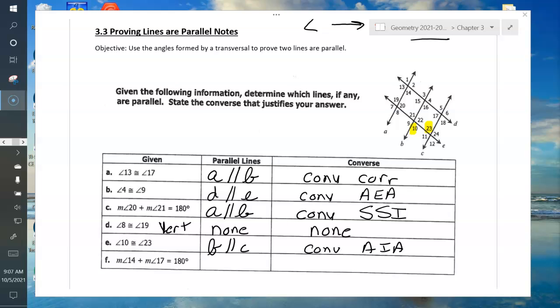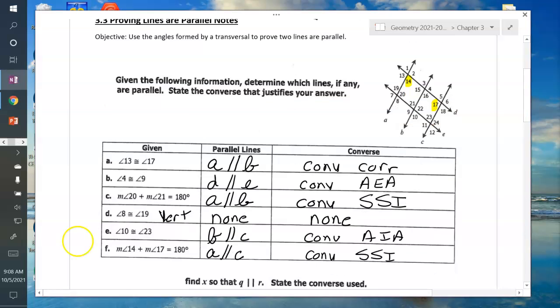All right, how about 14 and 17? So on your own, do F. So pause the video now. Did you get A is parallel to C? Notice these are SSI, same side interiors. They're both on the bottom of the transversal D, and they are both inside the lines A and C. So that would imply that line A and C are parallel.